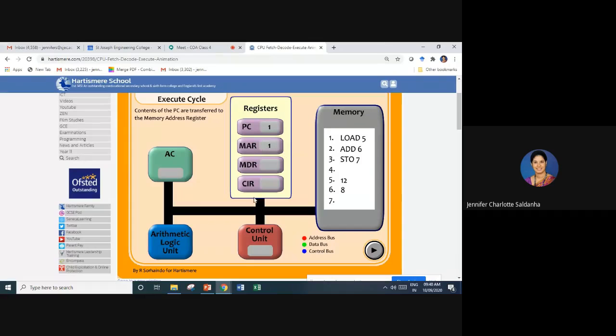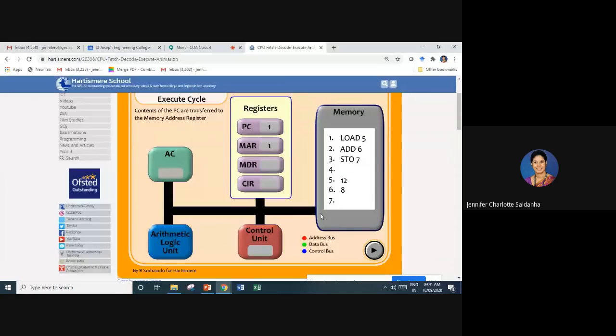This address has to be sent to the memory through the address bus, right? Then the data present in that location, that is the instruction load 5, has to be sent to MDR through the data bus. As soon as the memory receives the address, at the same time, a read cycle has to be initiated by the control unit. So the control unit will generate a read cycle, which is indicated by a blue line.